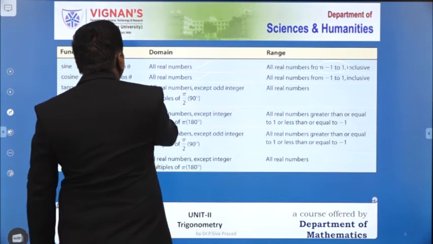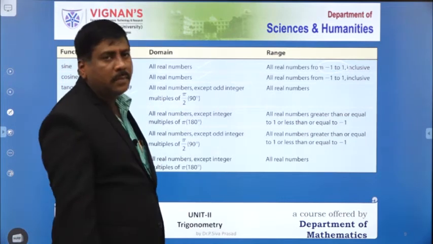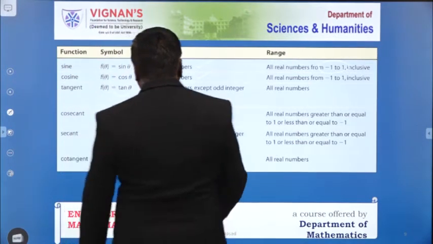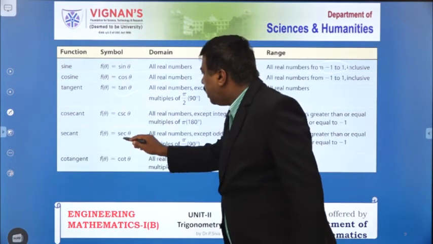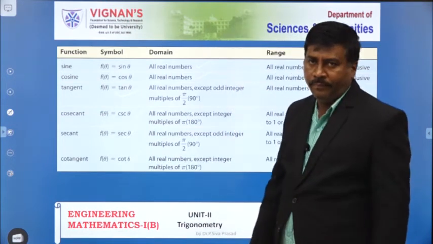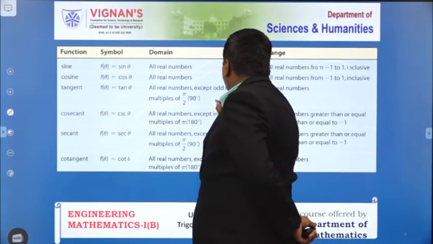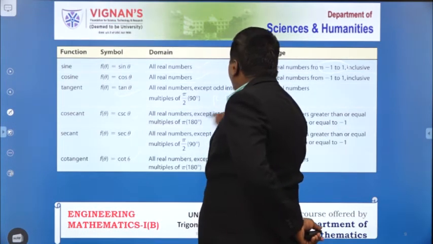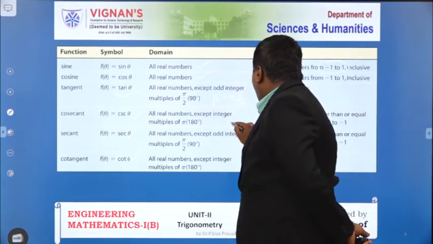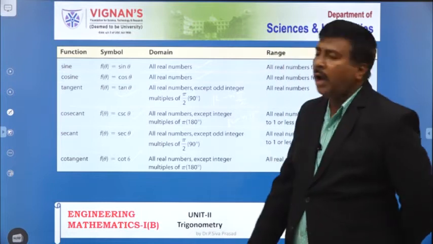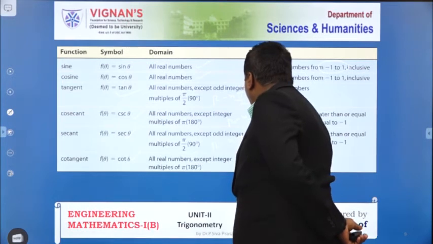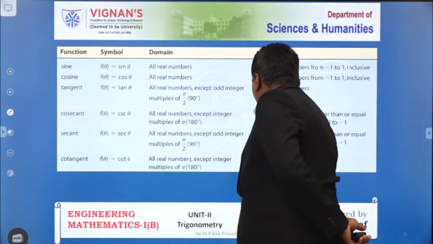And also, tan theta is all the real numbers except the odd integer multiples of pi by 2. Now similarly, cosecant theta. Tan and secant theta both are the same, and also cosecant and cot both are the same. So that means here what you have to consider is R minus of n into pi by 2, where n is odd. Similarly, this is R minus of n pi. Here n is the integer values, and this is R minus of n into pi by 2, and this is R minus of n pi.